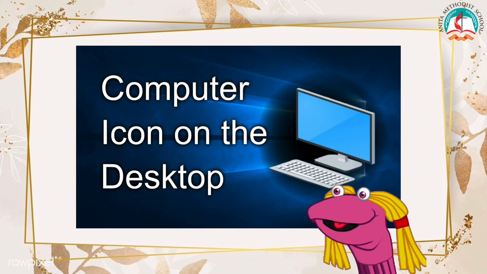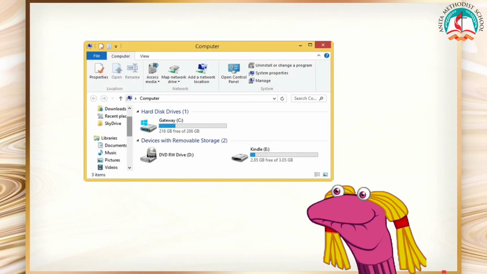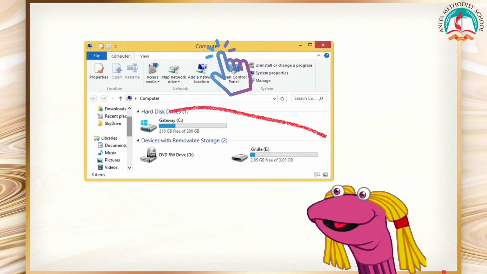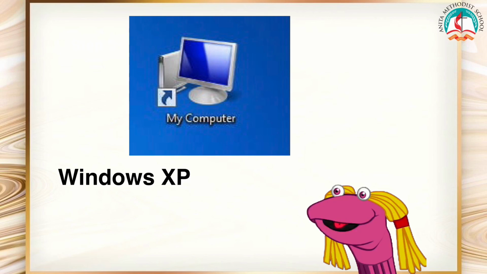Now we are going to see about the computer icon. By clicking this icon, we can see the disk drives mounted in the system. Can you look at this image? Yes, these are the disk drives. Okay, next, what is this? My Computer. Yes, in Windows XP and Vista, this icon is called My Computer.